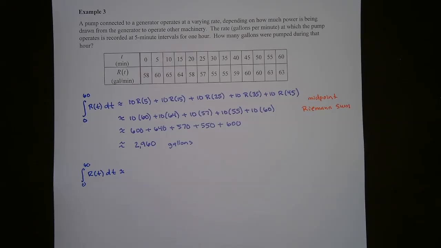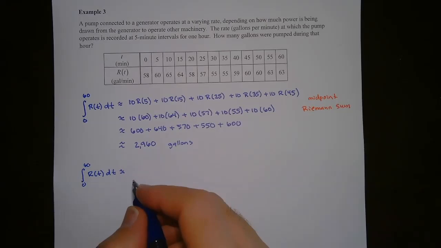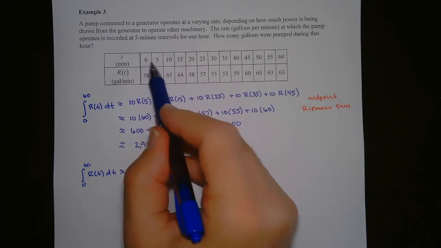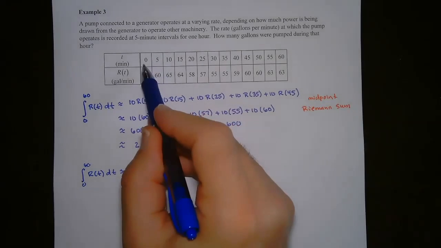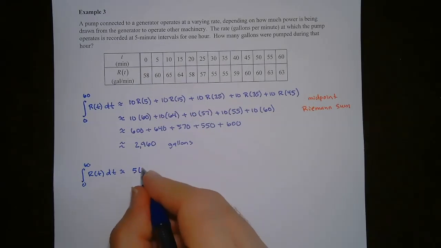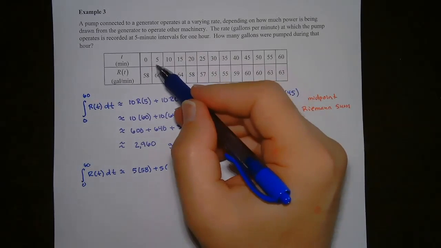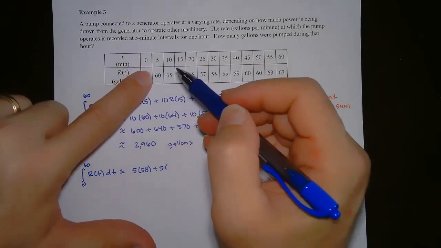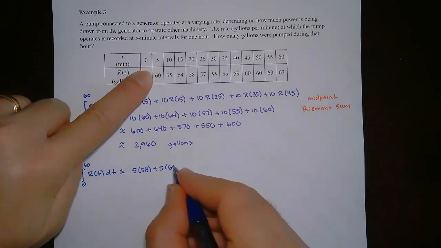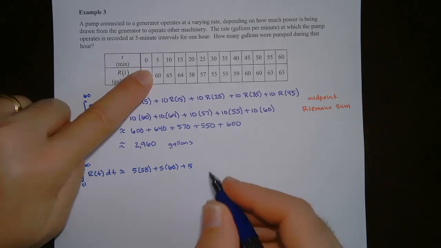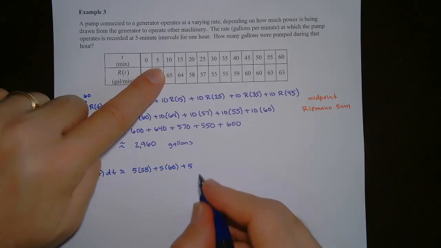We could also do a left Riemann sum, okay? So we're going to have a lot more entries if we do this one. So if we do a left Riemann sum, that would be 5, and we're going to do 0 to 5, and we're going to do the left one, so it's going to be 58. So 5 times 58, and I'm just going to write the numbers in this time. Plus 5 times, now we're going from 5 to 10, and so it's going to be 60. I'm going to use my finger to hold my place. So 60 plus, and the next one is going to be 10 to 15, and we're going to use the left side, so 65.